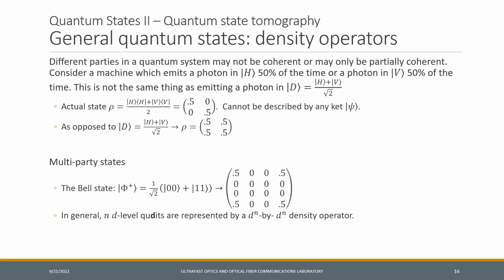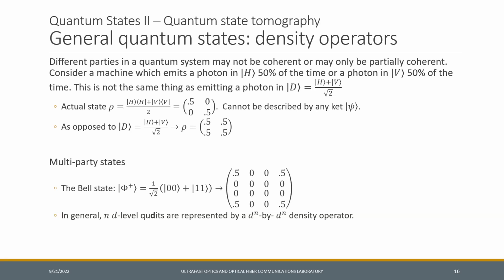So for instance, our favorite Bell state, the 0,0 plus 1,1, has a density matrix that looks like this. You get this just by taking this state, which is a ket, and multiplying it by its complex transpose, which is a bra. And so if you multiply a column vector by a row vector, you end up with a matrix. Okay, these are density operators. Okay, so in general, a set of n d-level qudits will be represented by a d to the n by d to the n density matrix.